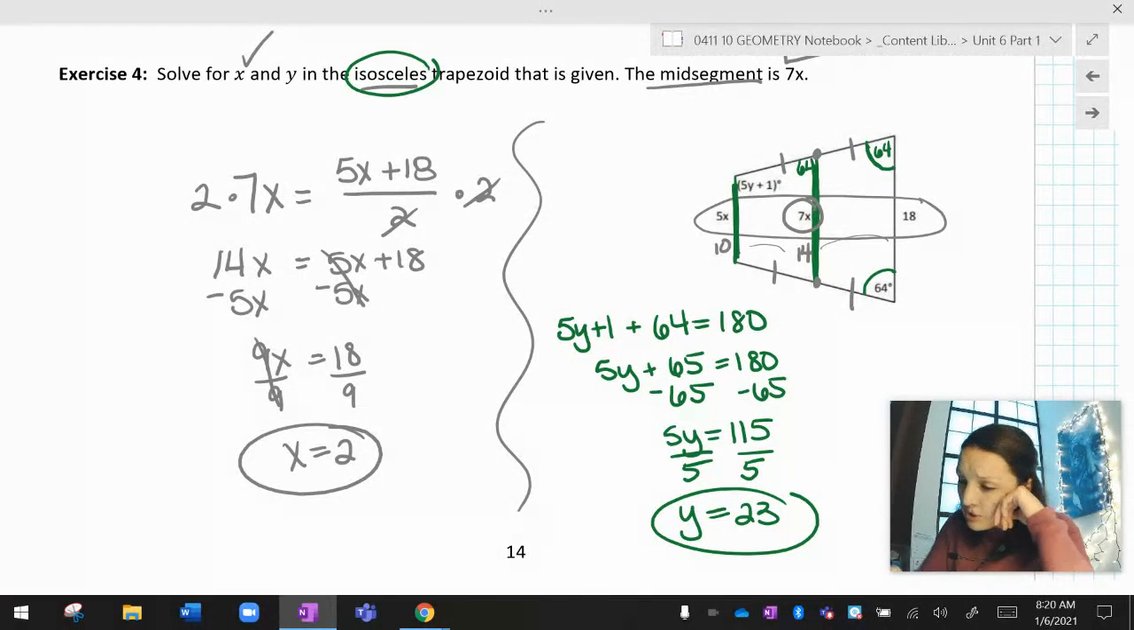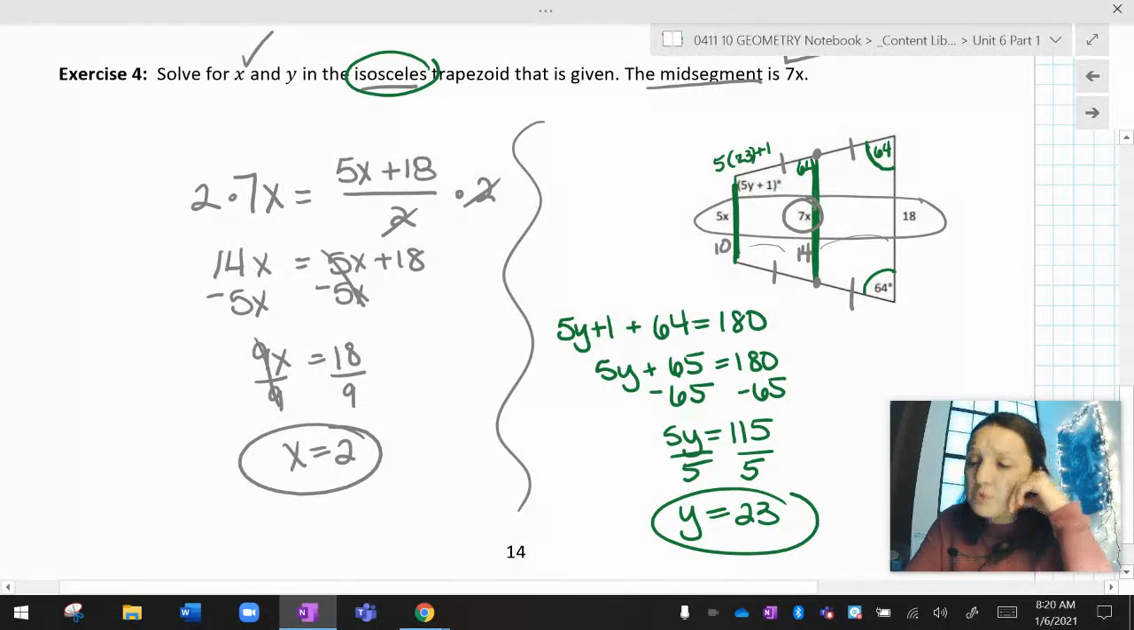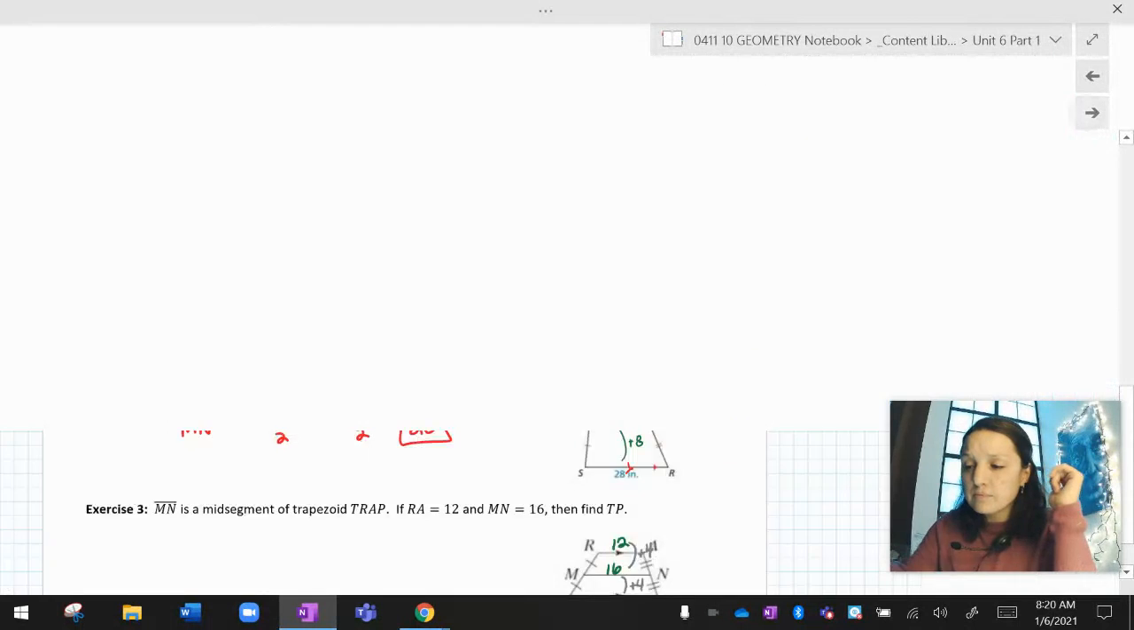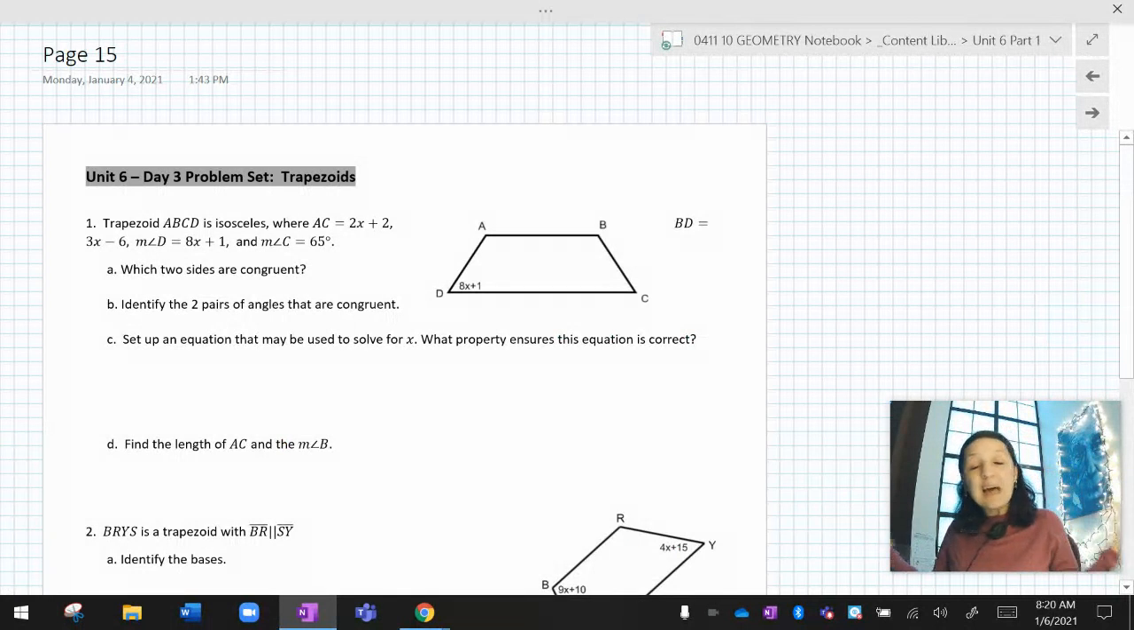Might as well check my answer. So if I did 5 times 23 plus 1, 5 times 23 is 115. 115 plus 1 is 116. So 116 plus 64, that adds to 180. It is what it's supposed to do. And that's it. I'm done.